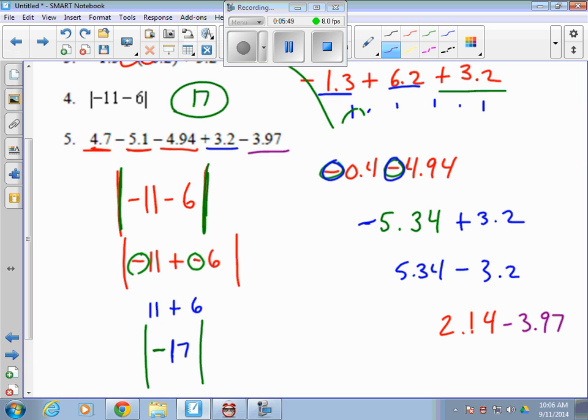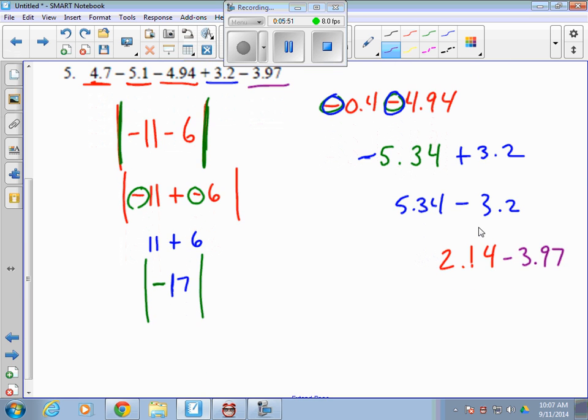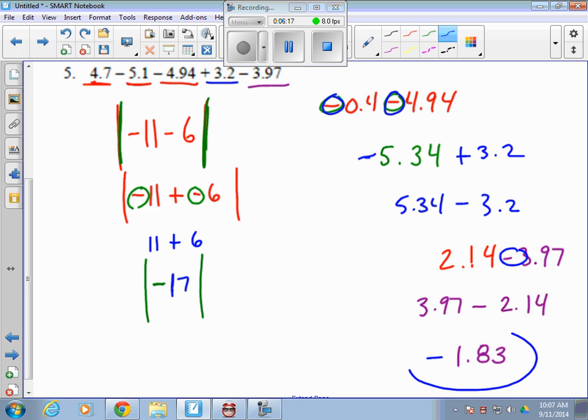Okay. Again, opposite signs. So you subtract the larger absolute value, 3.97, which is the absolute value of negative 3.97, minus the absolute value of 2.14. When you subtract it there, 7 minus 4 is 3, 9 minus 1 is 8, and 3 minus 2 is 1. And then you keep the sign of the larger absolute value. 3.97 was negative, so at the end of all of that work, you should get, for number 5, negative 1.83.